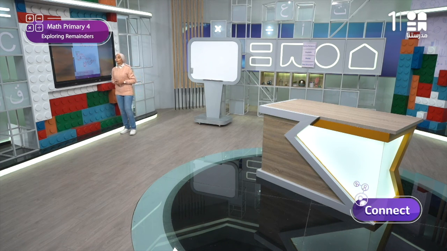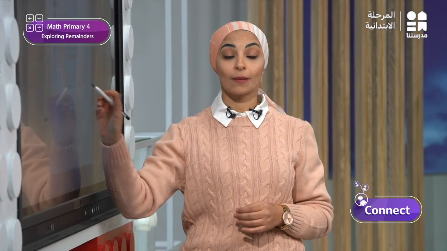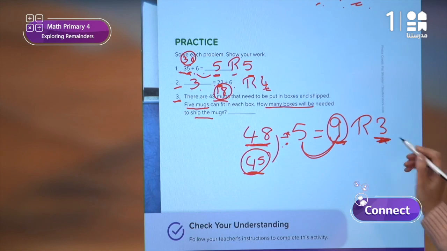So the number of boxes we will need is 10, and 9 of them هحتاج 10 boxes. 9 of them will be full with the last box أو ال 10th box هيبقى معاها أو عندها 3 mugs only اللي هما remainder. And now being so, we have explored in today's lesson some new concepts in division, including the dividend, the divisor, the quotient, and the remainder. Now let's summarize all what we took today.